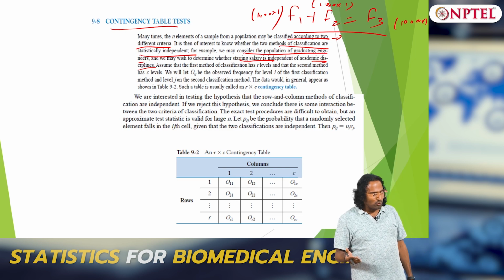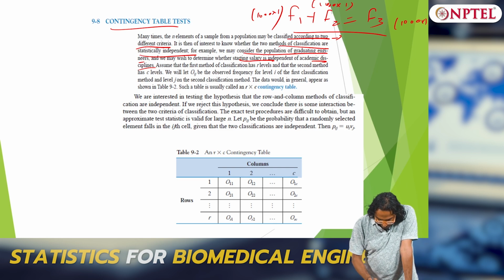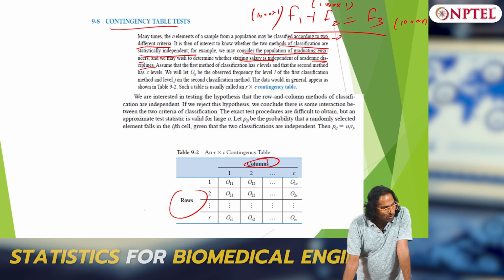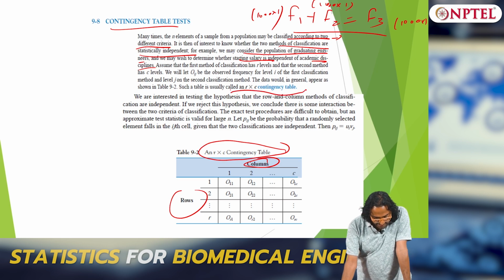So two methods and two variables. So we have, let us say, rows and columns, because this is a matrix now. We have rows as one of the variables and columns as the other one, and we construct what is called a contingency table, which is an R cross C contingency table.